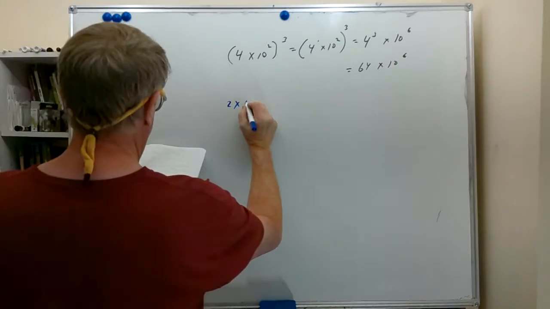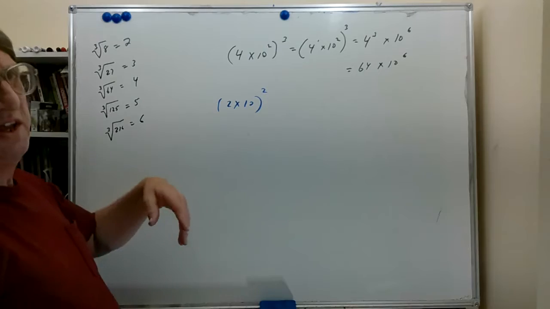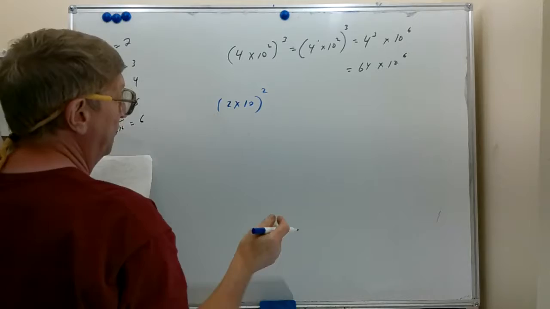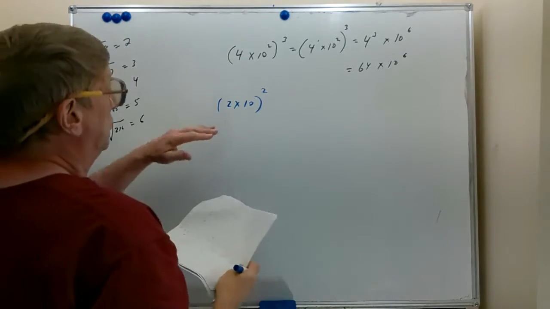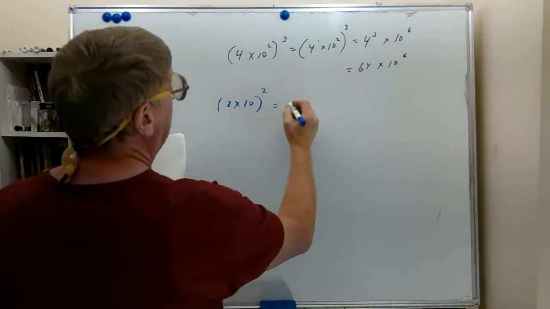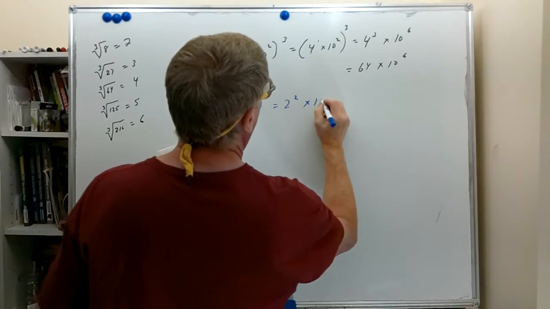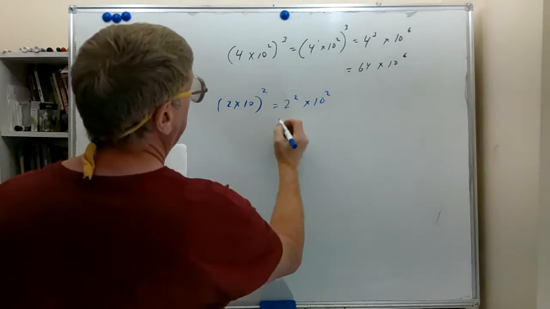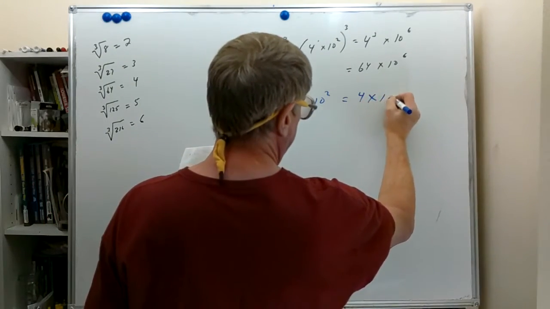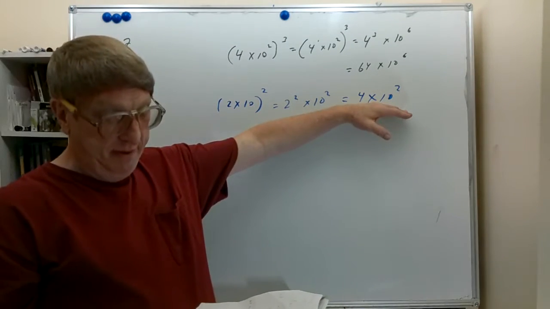2 times 10, the whole quantity squared, everything in parentheses is squared. Now you could use your FOIL method and work this out, but you wouldn't FOIL this. We're going to move the exponent inside. Well, we got a 2 to the first, raised to the second power, gives us 2 squared. We got a 10 to the first, raised to the second power, gives us 10 squared. So we do the multiplication here. We get 2 squared, 4 times 10 to the second power. So we've expressed this thing as simply a number and a power of 10.